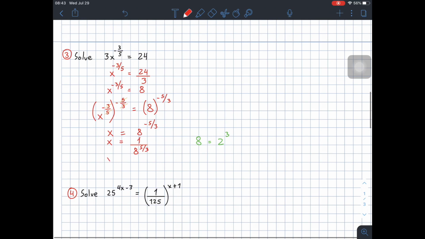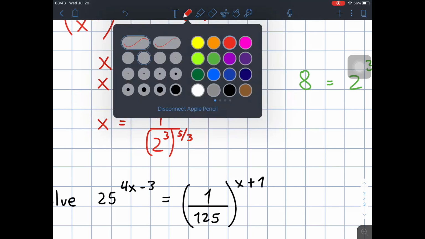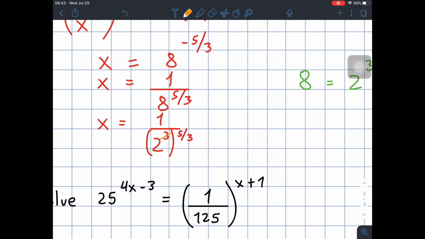I can say that x is equal to 1 over, instead of writing 8, I'm going to write 2 cubed, and all of this is to the power of 5/3. Okay, so you see that here the power of 3 inside simplifies with this one over here. So we only get, as a result, 1 over 2 to the 5th power, okay?